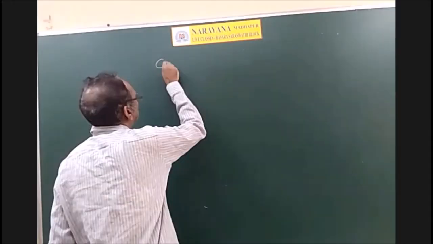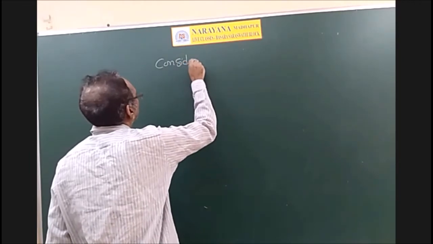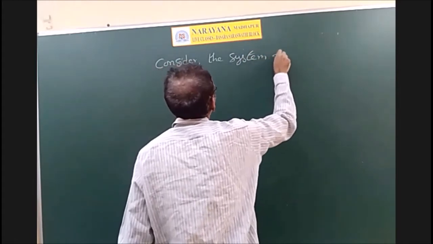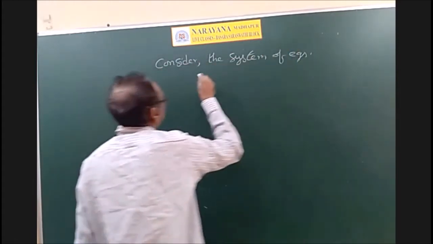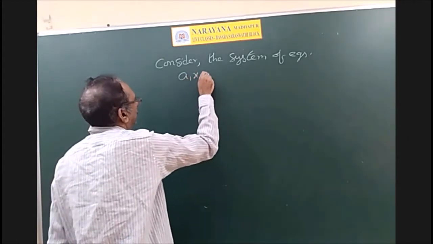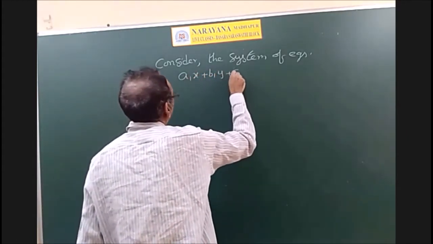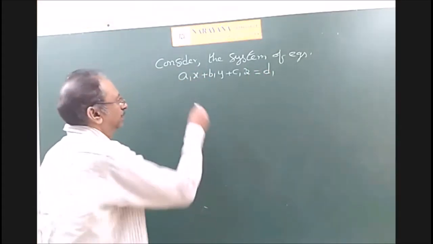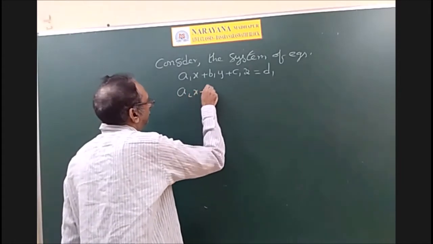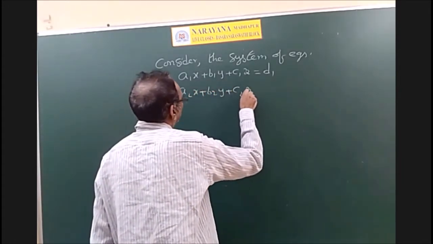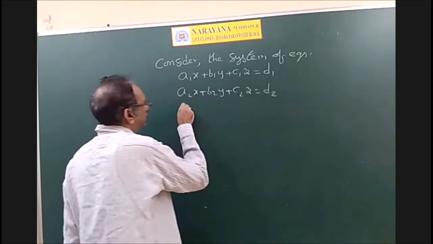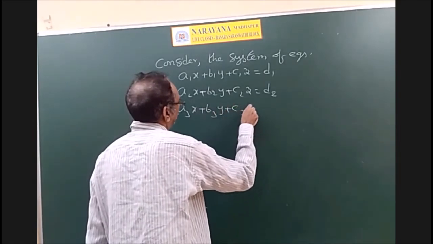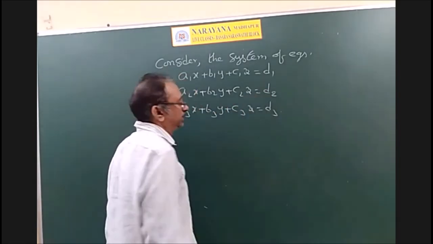See, consider the system of equations: A1x plus B1y plus C1z is equal to D1, and A2x plus B2y plus C2z is equal to D2, and A3x plus B3y plus C3z is equal to D3.